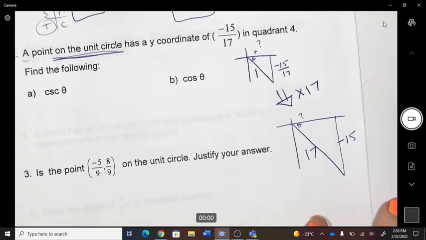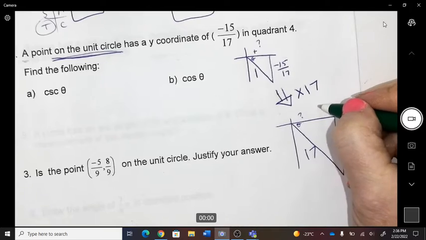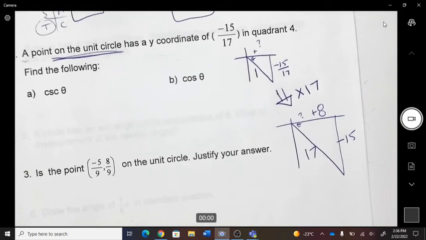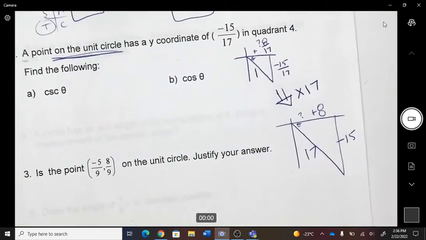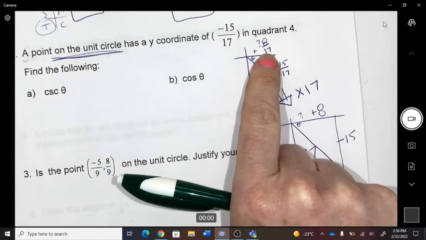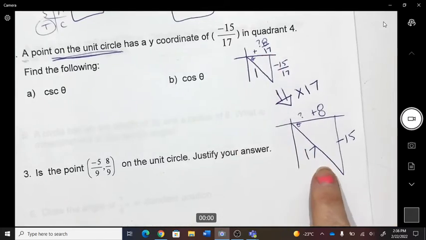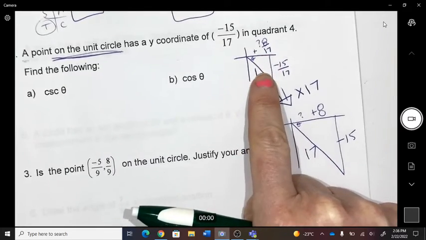Okay, Pythagorean theorem. Ooh, I got another perfect number. I got an 8. Okay, so if the question said, what's the x coordinate? Your answer would be 8 over 17. Your actual x coordinate is 8 over 17. Because remember, this isn't my actual triangle. My actual triangle is like that.